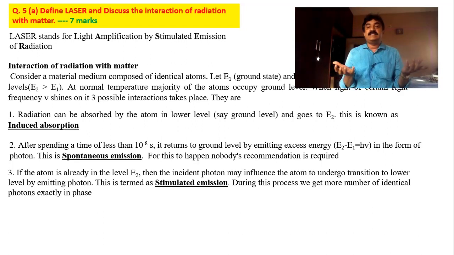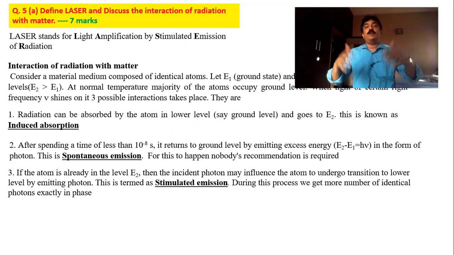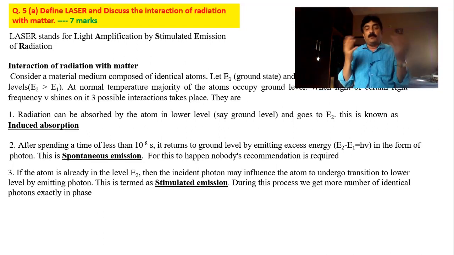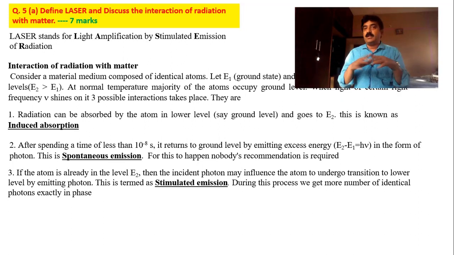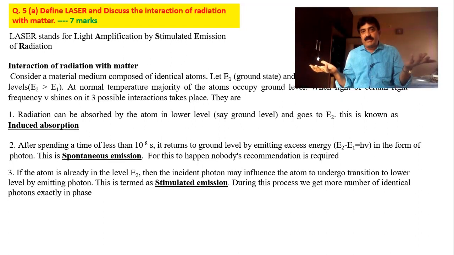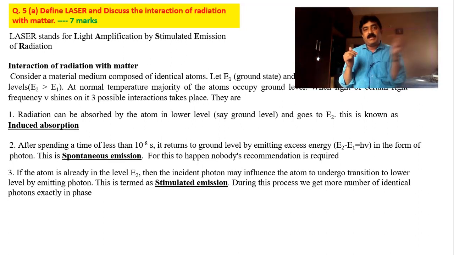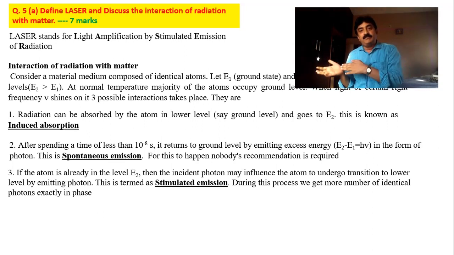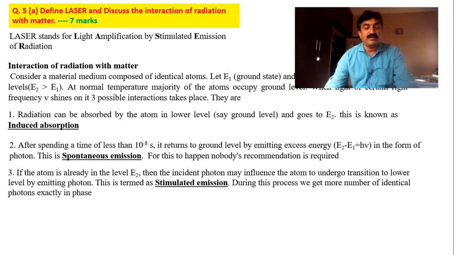After all, what is laser? Laser is a process in which more and more identical photons are emitted in the same direction. In spontaneous emission, photons are emitted but not identical, and not in the same direction. Whereas in laser, because of this type of external stimulation, identical photons in the same direction are emitted. So that is what this sentence says.